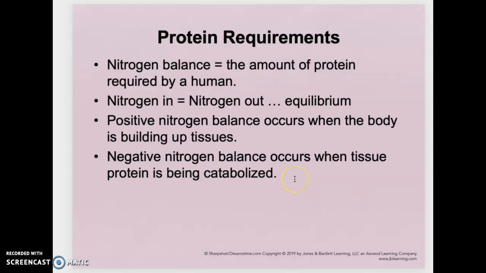Negative nitrogen balance is whenever we are using protein in our body as energy sources. So an example of that would be somebody under severe trauma or metastatic cancer, somebody who's expending more energy than what they're consuming, basically.